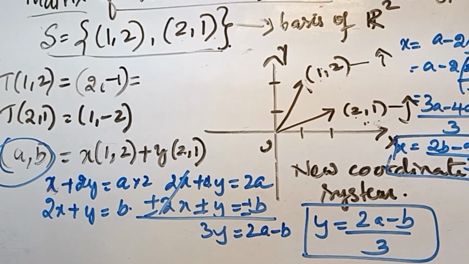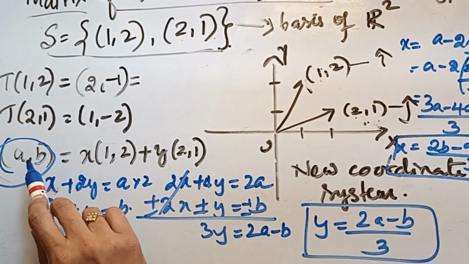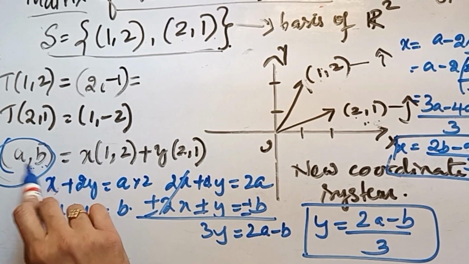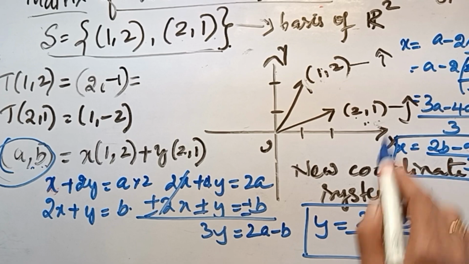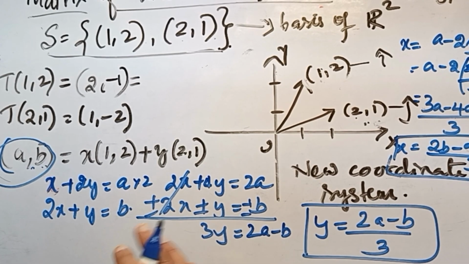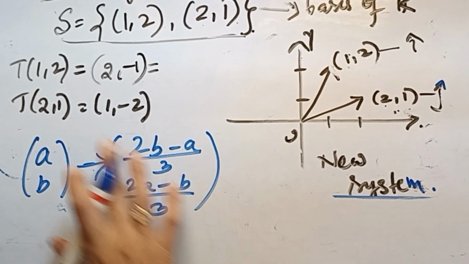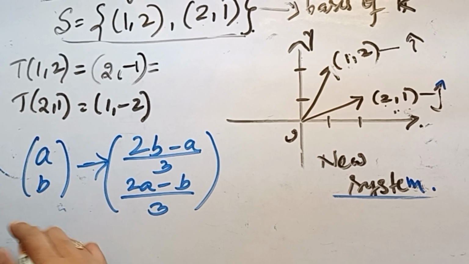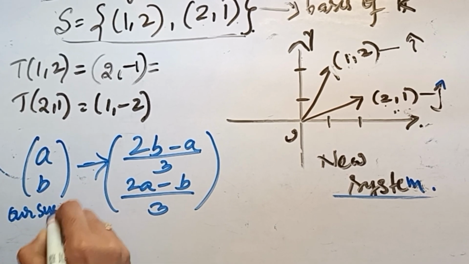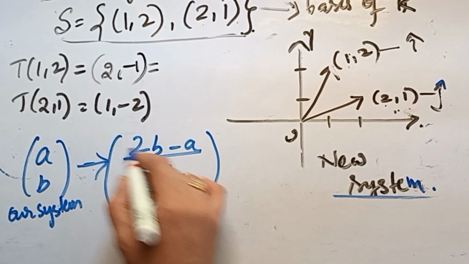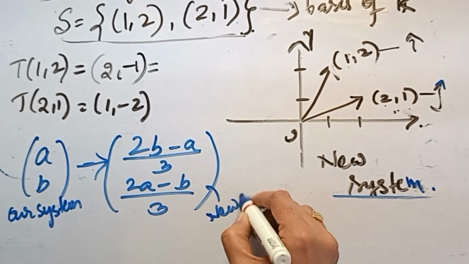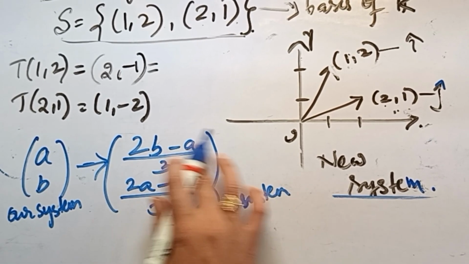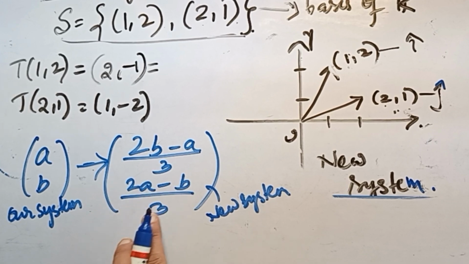So any vector (a, b) of R square, which is in our language, can be written like this. Therefore, see here, any vector (a, b) in our standard system is represented in the new coordinate system as ((2b minus a) by 3, (2a minus b) by 3).